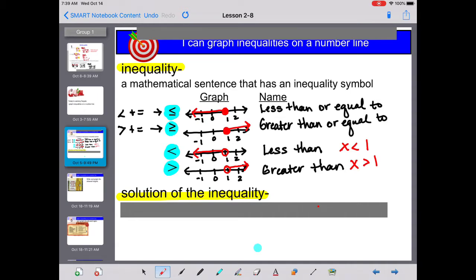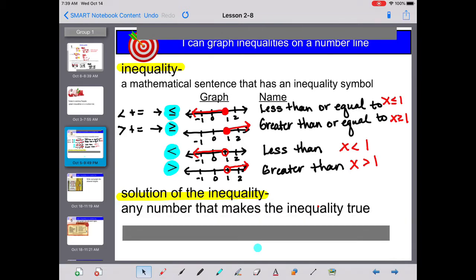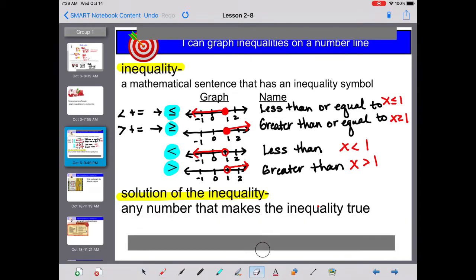I'm realizing that I did not write x is less than or equal to 1, x is greater than or equal to 1 up here. Any number that makes the inequality true is known as the solution to the inequality. I'm guessing you're going to need to pause the video here to get all of these notes down. Then press continue.